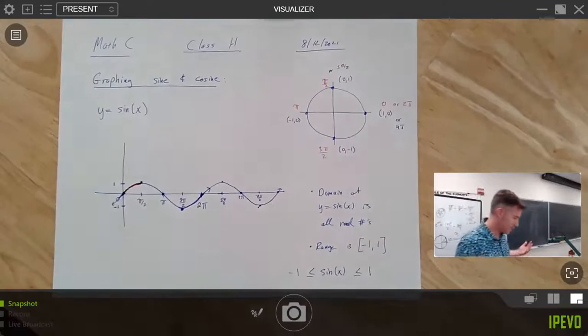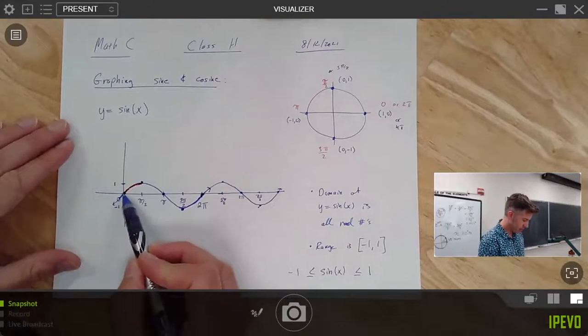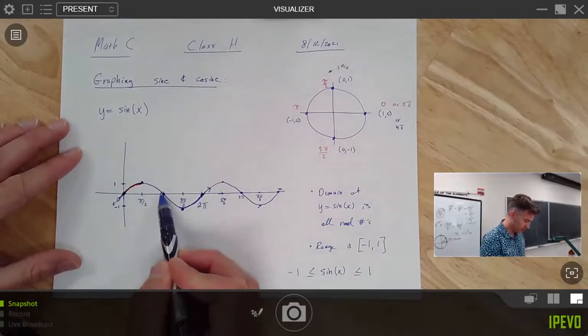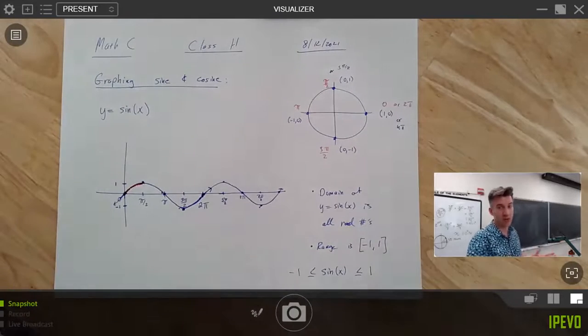So there's sine. And the way I remember how sine looks, because it looks a lot like cosine, is that sine starts in the middle and then goes up and then goes back to the middle and then goes down and then goes back to the middle. That's kind of it. And each of those 5 important points are equally spaced out.